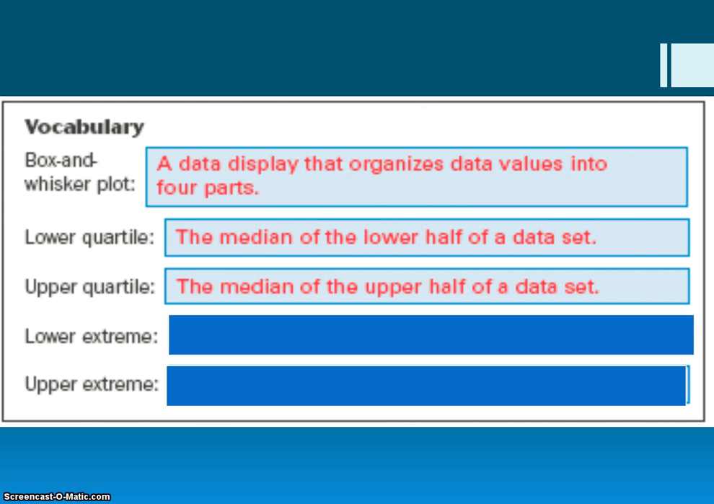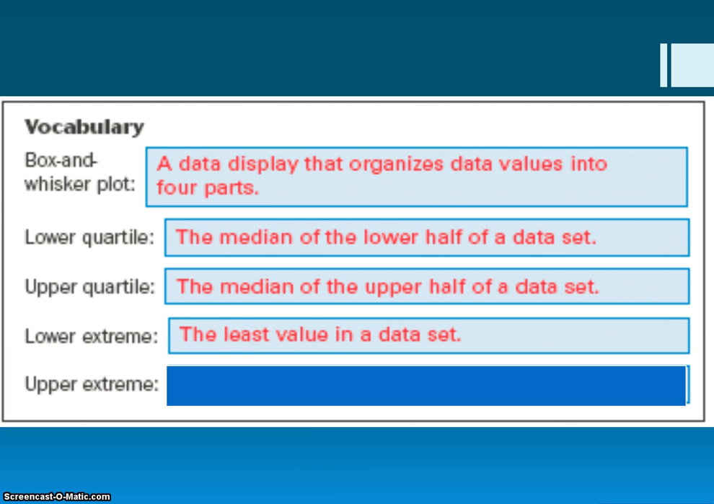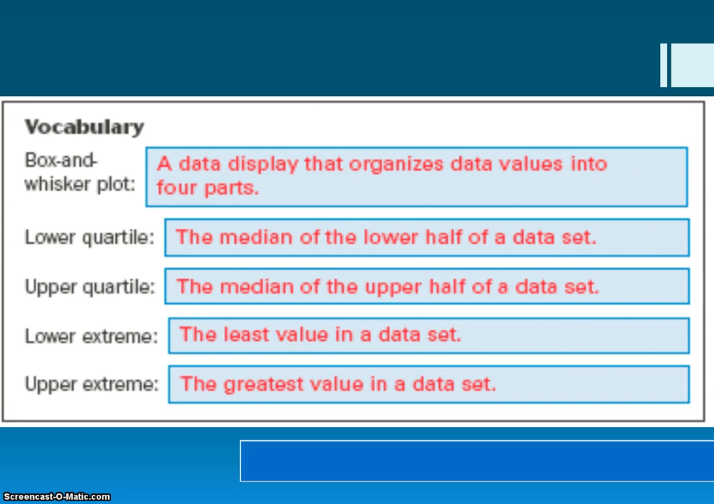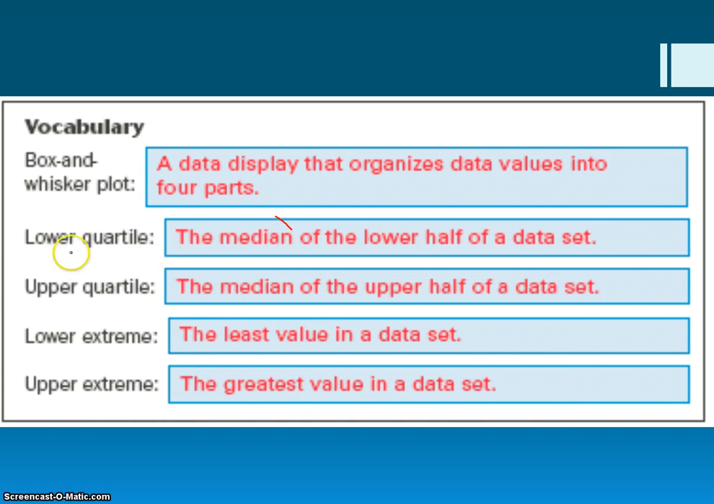And lower extreme is the least value, or the lowest number in a data set. Upper extreme is the greatest value in a data set. We use the following abbreviations: lower quartile, LQ; upper quartile, UQ; lower extreme, LE; and upper extreme, UE.